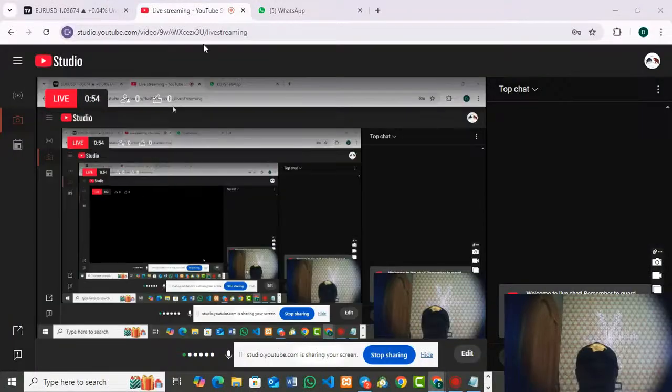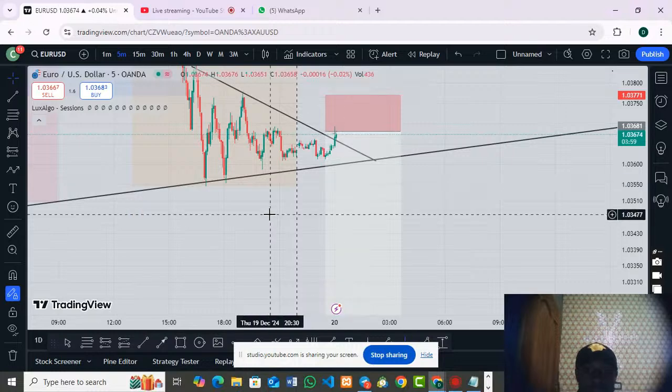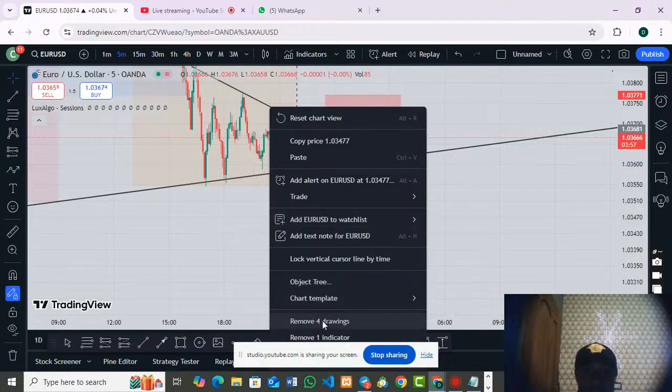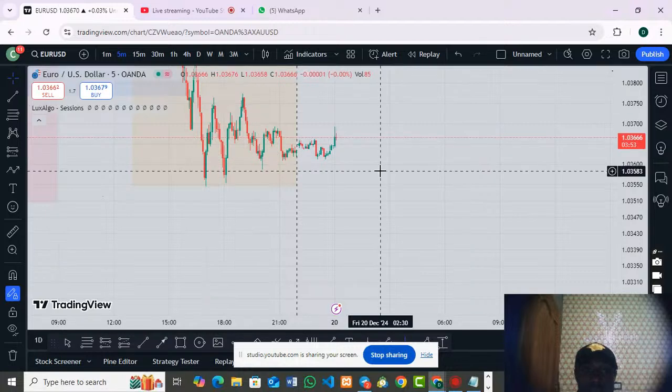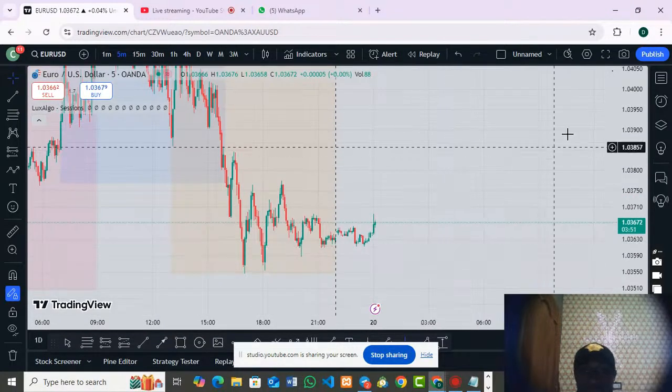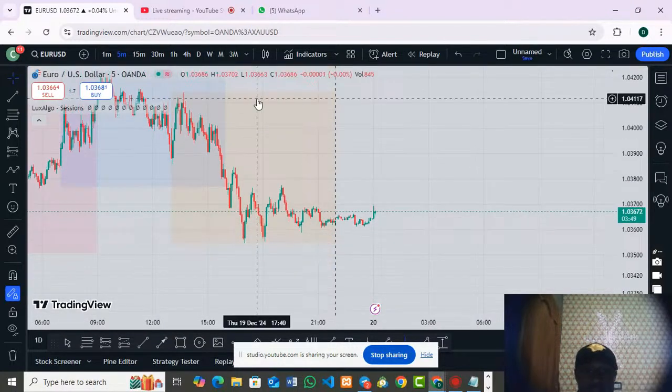Let us learn. So guys, without much ado, I'm going to share the screen for us, then we start our lesson. So guys, this is the Euro USD chart for you. That is what I'm going to use for my analysis.